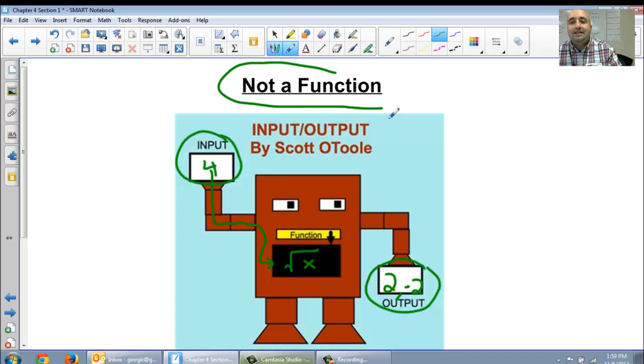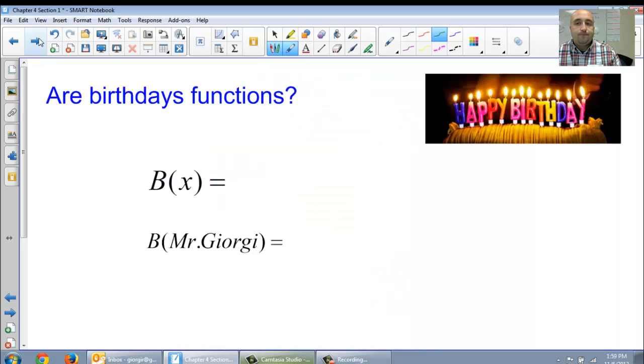Hence, this is not a function. Okay? So square root of x is not a function, because when you plug in a number, you get 2 answers to come out. Does that make sense? All right, so let's think about something in real life.